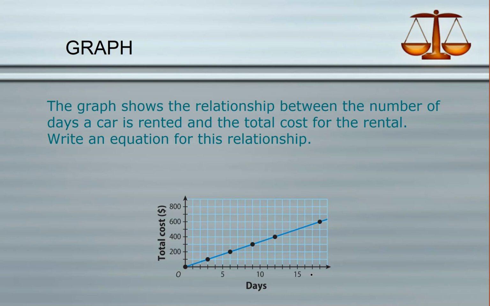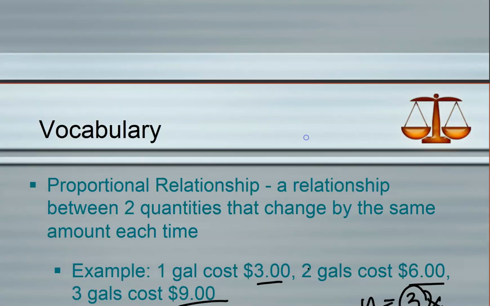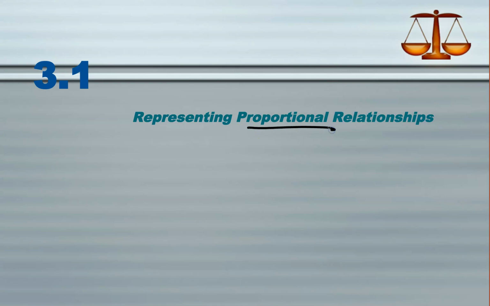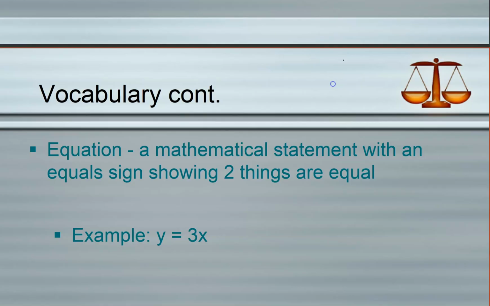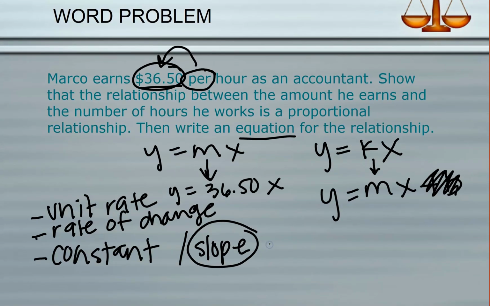All right. Now, before I start on the graph, I do want to tell you why this is proportional. It is proportional because it does start at 0 right here. Here they're talking about the relationship between the number of days a car is rented and the total cost for the rental. Now, what does that mean? If I rent it for 0 days, then how much do I have to pay? $0. So this is why this graph is proportional. The title of the lesson is called Proportional Relationships. So hopefully you understand proportional relationships. Now, if he works 0 hours, then he gets paid $0.